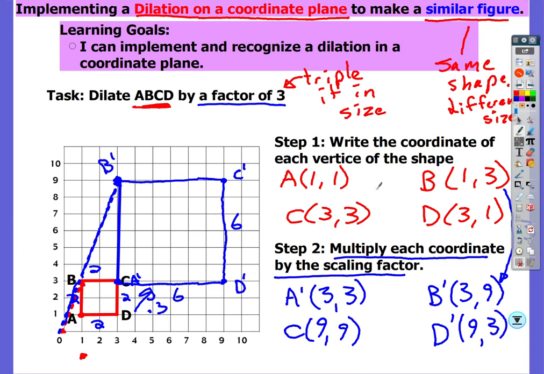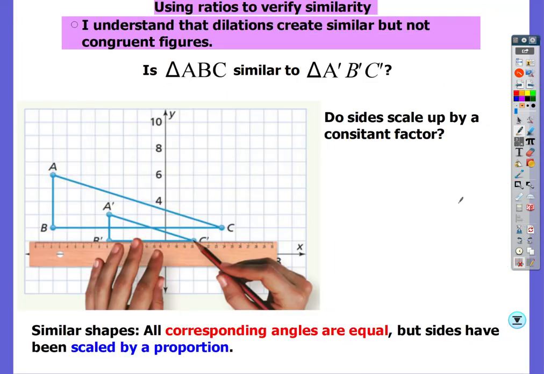So we're going to look at one more thing, is how do I look at an object and verify that it is similar? So I'm going to look at a shape that has been, well, we're not going to say it's been dilated because we don't know it's been dilated until we can verify that. So we're going to say, is this dilated? Or another way of saying that is this shape ABC, is it similar to this shape A prime, B prime, C prime? So we're going to look at these two triangles and ask if they are similar. So just looking at it, they look pretty similar, but we don't know yet.